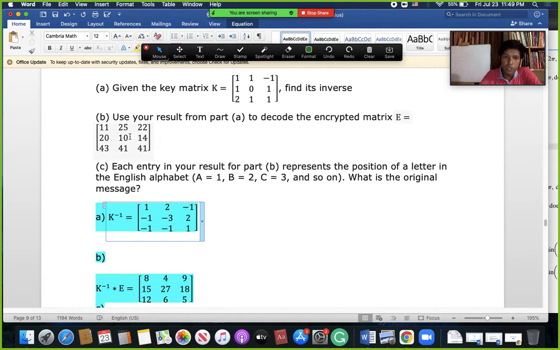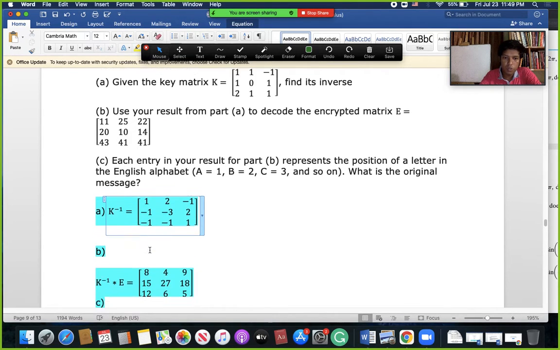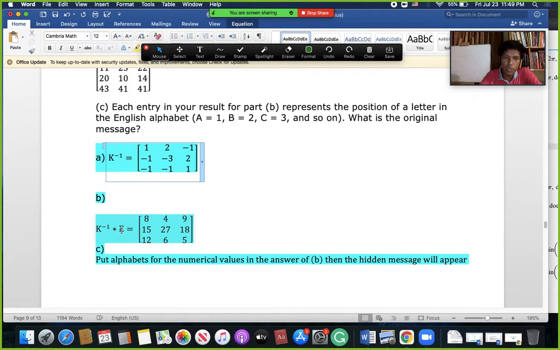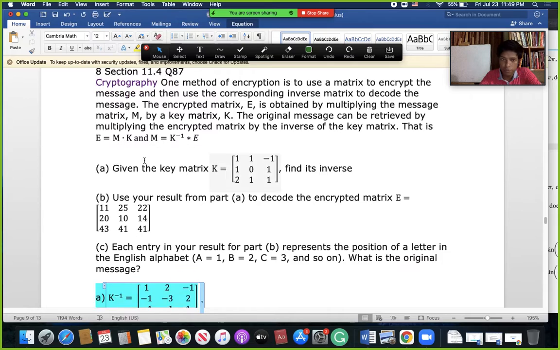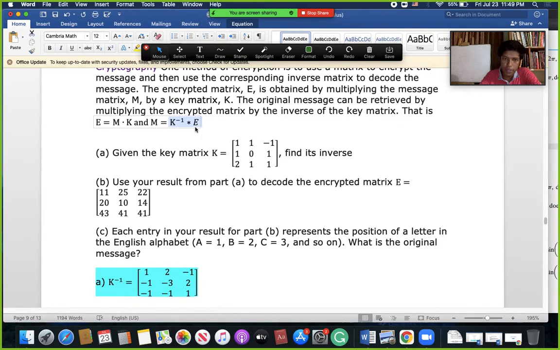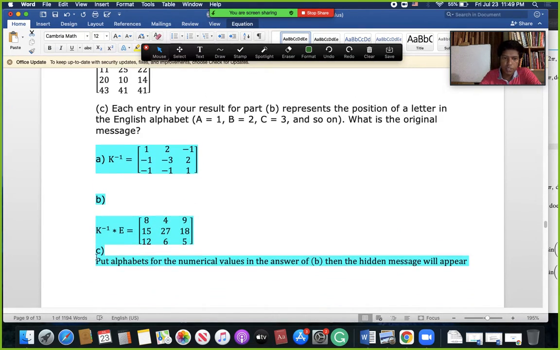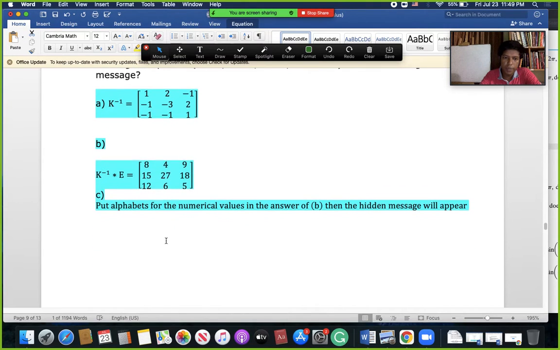Use your results to decode this. That means you will have to do this K inverse 1 into E. We will have to multiply with this inverse and this thing. And how do we know? We know it from this line, K inverse 1 into E. We know it from that line.